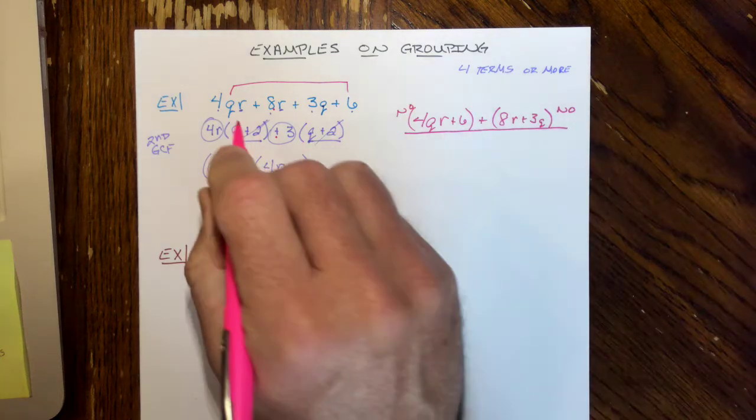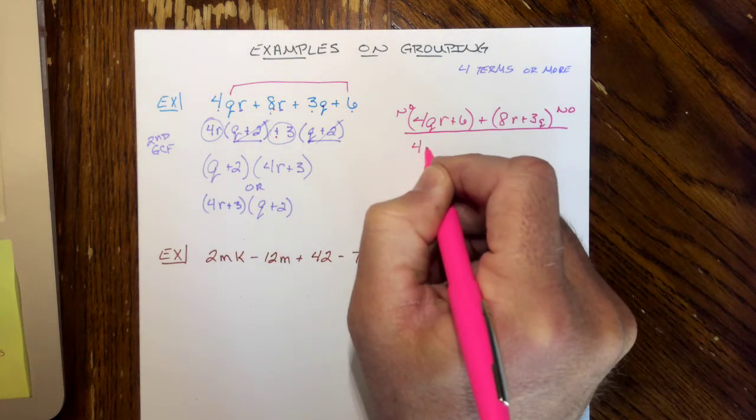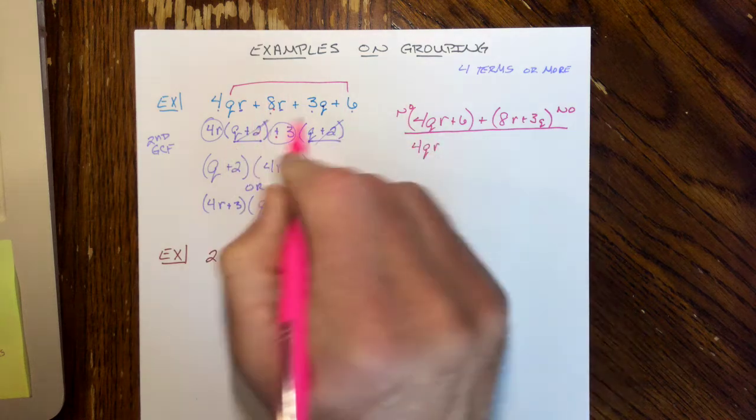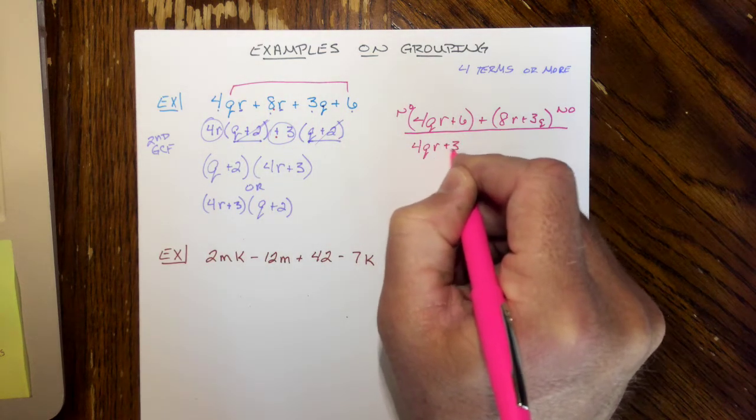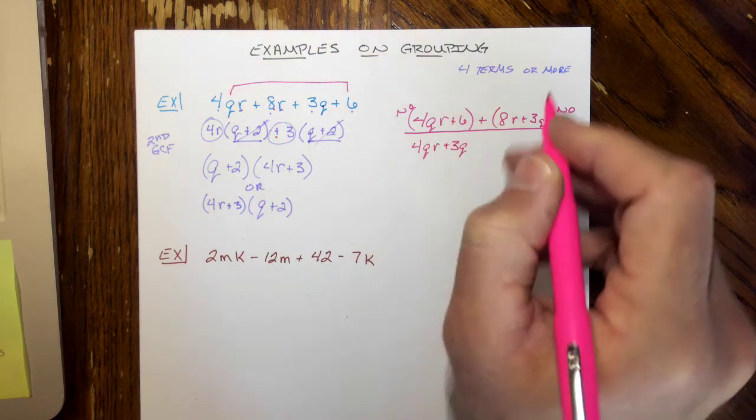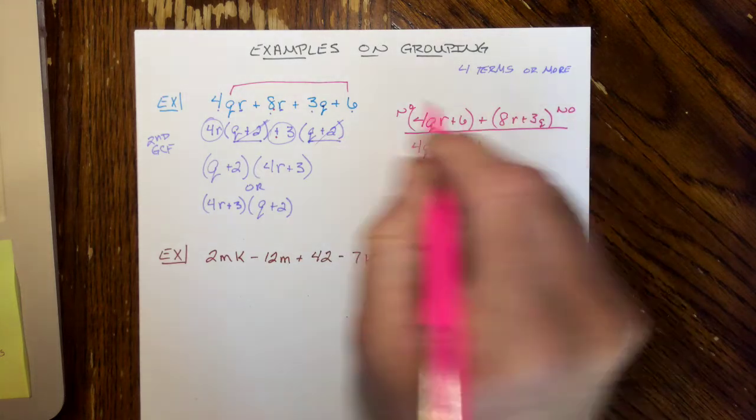I'd have to start over. What if I wanted to go 4QR plus 3Q? And then leaving us with what?